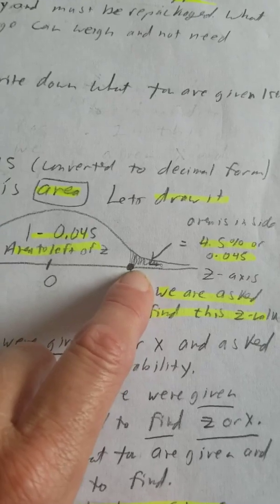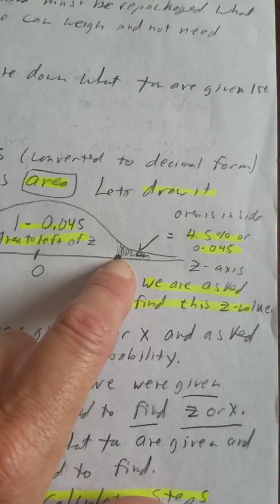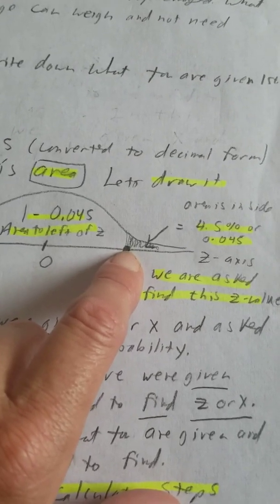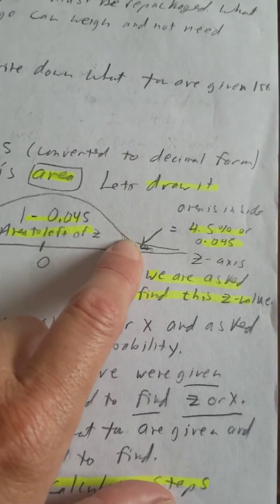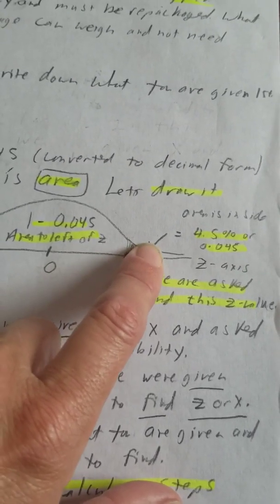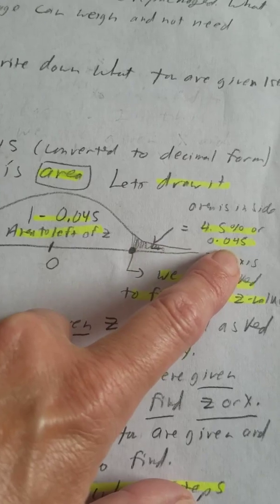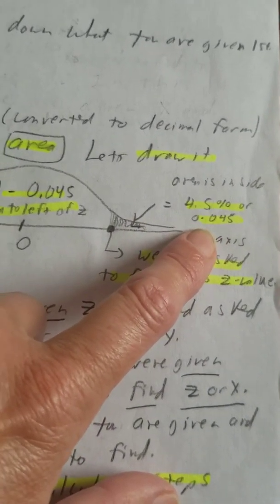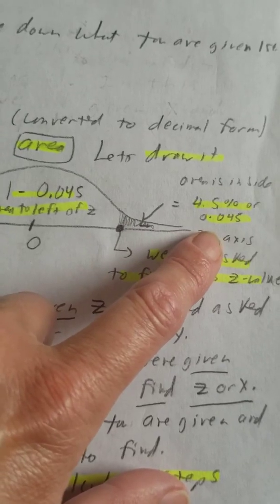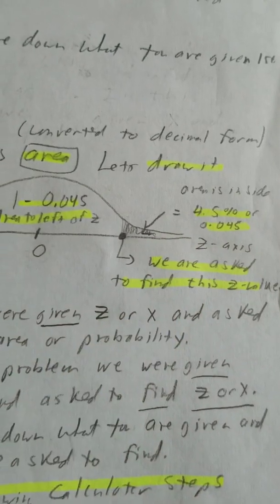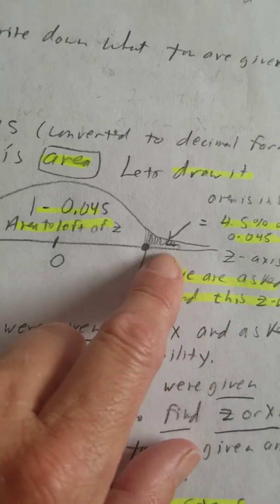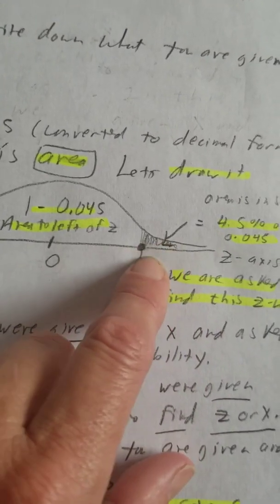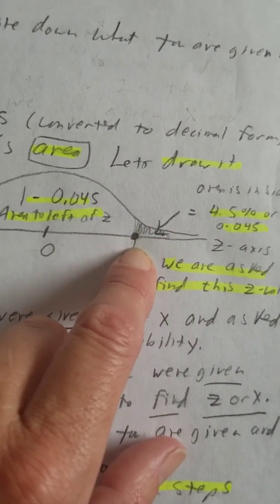The Z value is that point on the axis. That point on the axis. Okay, that's the Z value. And the area, and the upper says above, which means to the right, is given as 4.5% or 0.045. Okay? So that's kind of breaking the problem down. Again, upper 4.5% is right here. We're given area, asked to find the corresponding Z value.